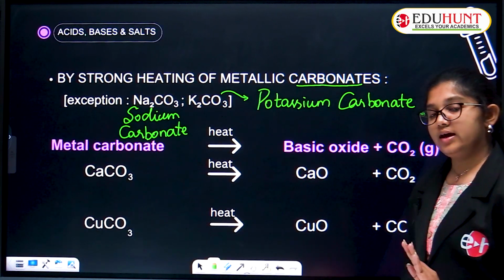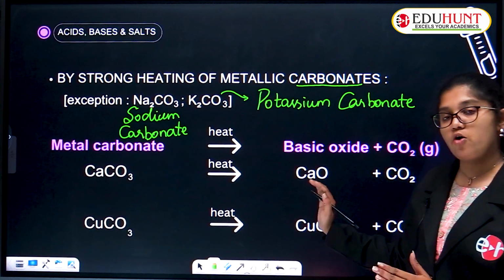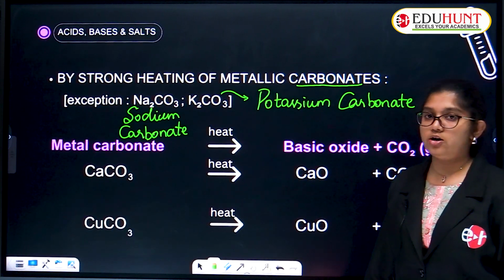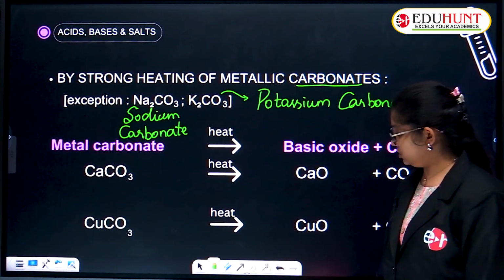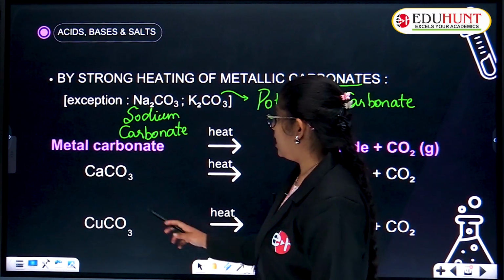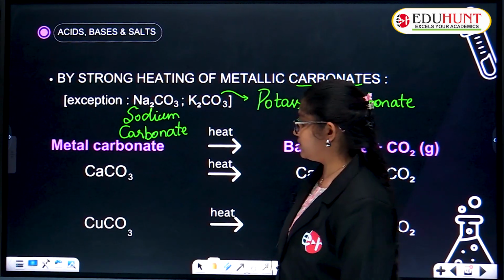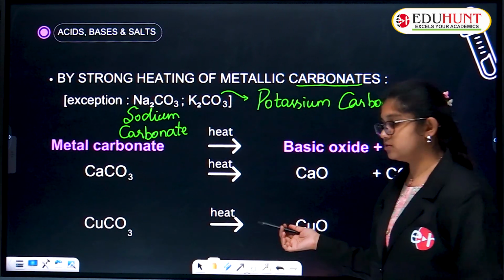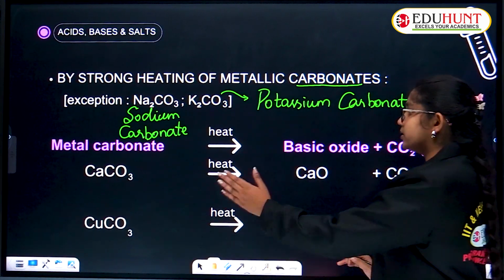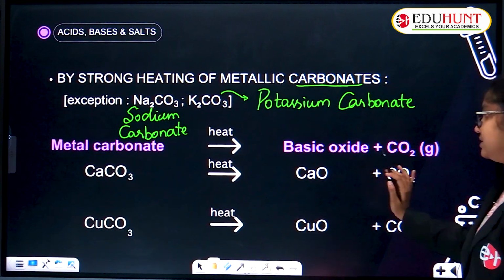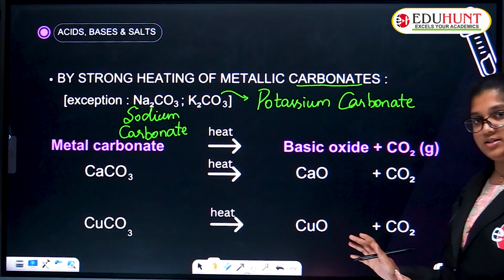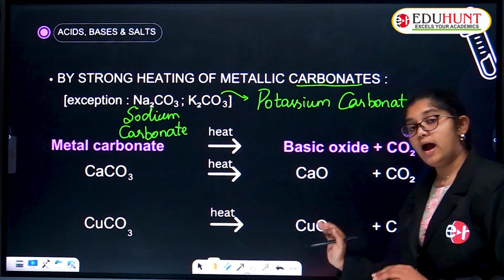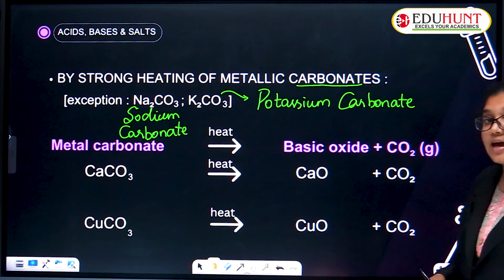Except these 2, we can have a safer strong heating of all the other metallic carbonates to get liberation of a particular alkali or base. Okay, we'll see what that equation is. We are taking a metal carbonate. Here examples are CaCO3 and CuCO3. For that we are just involving the presence of heat to get a basic oxide, namely CaO and CuO for the 2 examples. And we also get a gas here.